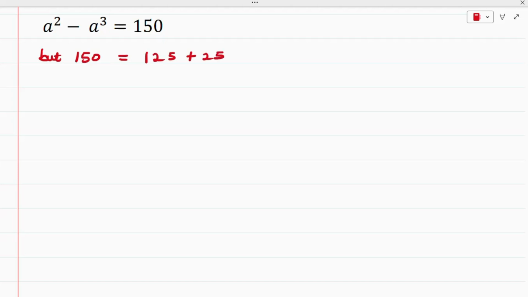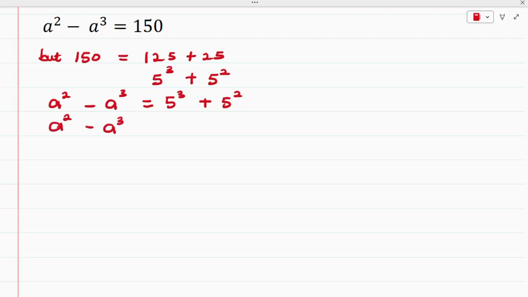Now the reason why we are making use of this is because we want to simply express both numbers in terms of 5. So expressing this in terms of 5, we have this to be 5 raised to the power of 3 plus 5 raised to the power of 2. Alright, so this equation is going to become a raised to the power of 2 minus a raised to the power of 3 is equal to, in place of 150, we are going to make this to be 5 raised to the power of 3 plus 5 raised to the power of 2. So rearranging this equation and setting it to 0, we have a raised to the power of 2 minus a raised to the power of 3 minus (5 raised to the power of 3 plus 5 raised to the power of 2) is equal to 0.